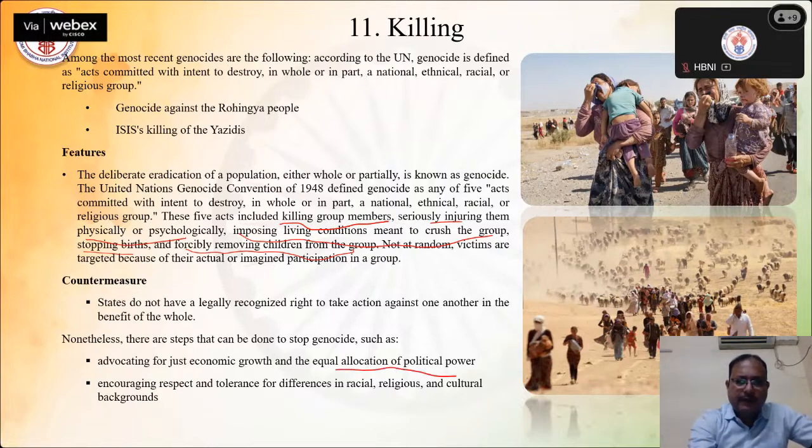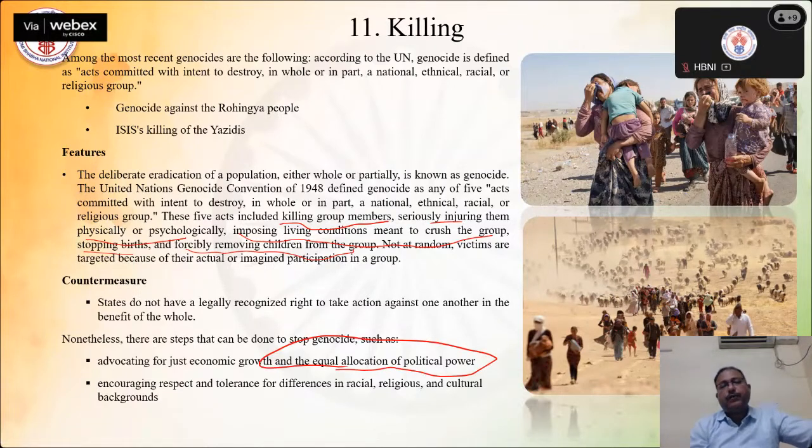It is very tough to achieve, but yes, one major factor of man-made disaster is killing. It is done by us and to our own people only. Encouraging respect and tolerance for differences in racial, religious, and cultural background. So these 3 parts are there. We have to accept, yes, up to which extent is again debatable. But in terms of man-made disaster, how communities are being affected by these things is again a matter of concern.